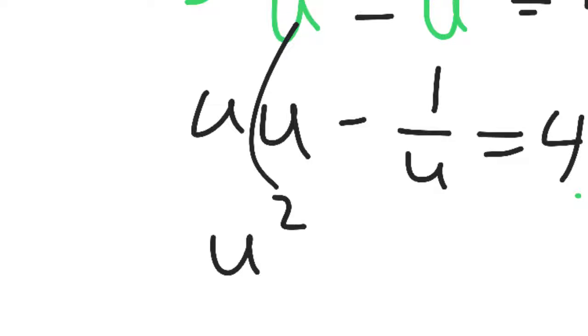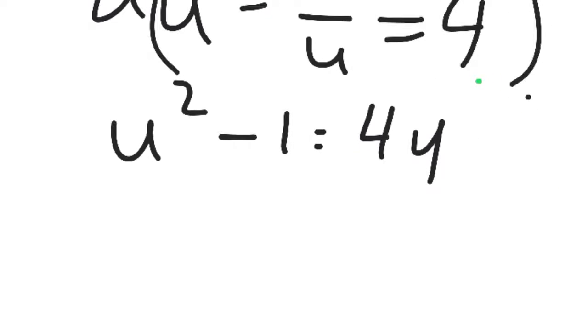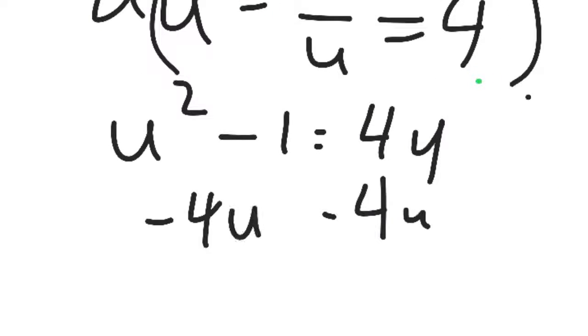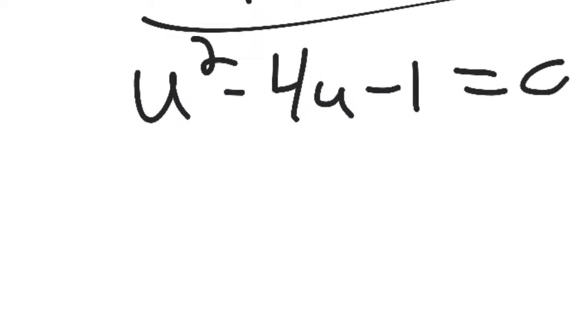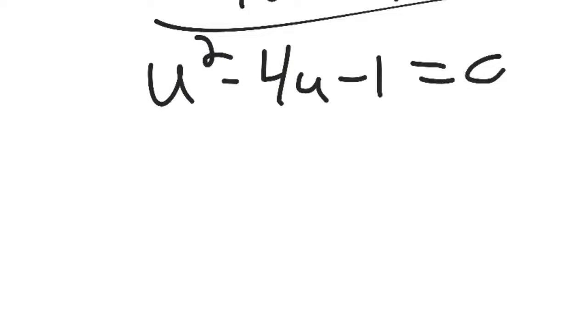So I'll give you u squared minus 1 equals 4u. And then to finish getting u by itself, you have to subtract 4u from both sides. We subtracted 4u from both sides because you've got to recognize it's quadratic. If u squared is the highest power and there's no other funny business, it's a quadratic equation. This one you have to solve by the quadratic formula.